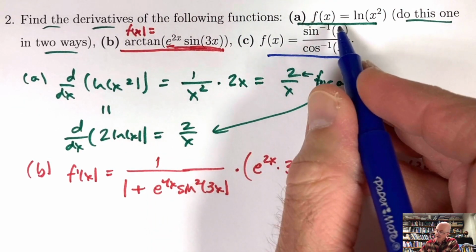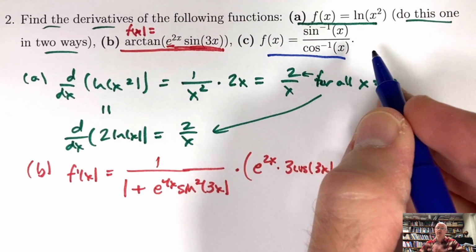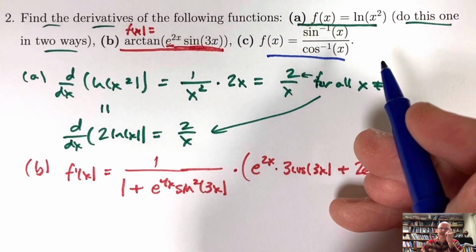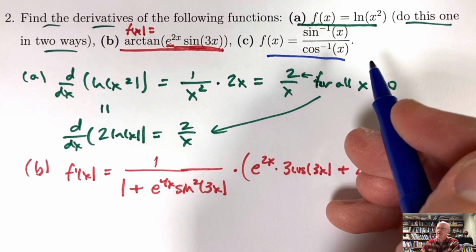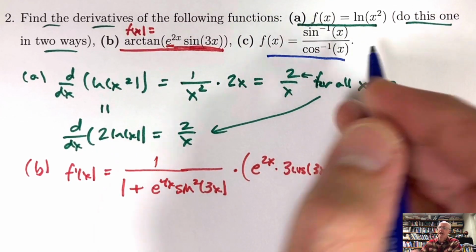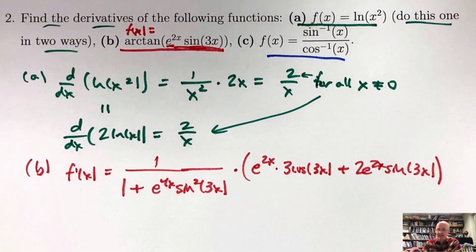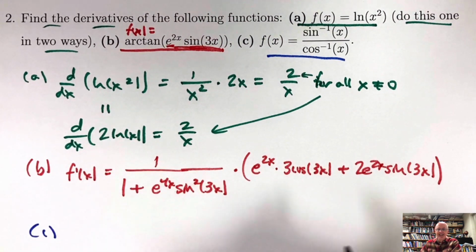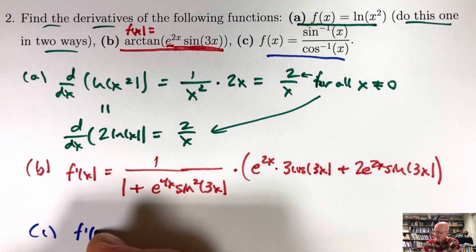Part C, f of x is inverse sine of x divided by inverse cosine of x, which you could also write as arcsine of x divided by arccosine of x. Careful. It's very tempting to think, oh, since tangent is sine divided by cosine, I guess that means inverse tangent is inverse sine divided by inverse cosine? No, no way. It's not true, okay? Don't think too simplistically. That is not true. We'll get a different derivative anyway. So let's go ahead and differentiate that.